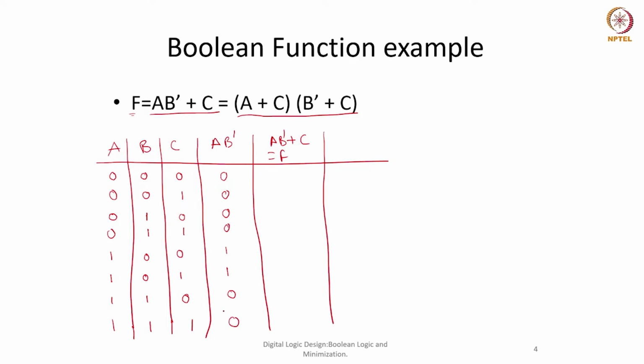Now similarly, we will do an OR operation of a b dash and c. OR of 0 and 0 is 0, OR of 0 and 1 is 1, OR of 0 and 0 is 0, OR of 0 and 1 is 1, OR of 1 and 1 is 1, and OR of 0 and 0 is 0, OR of 1 and 0 is 1. Good. So let us extend this for the other part.